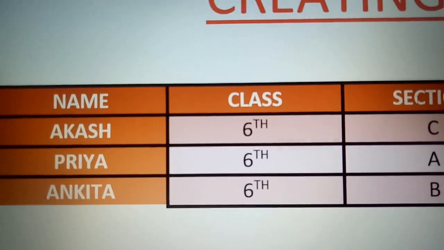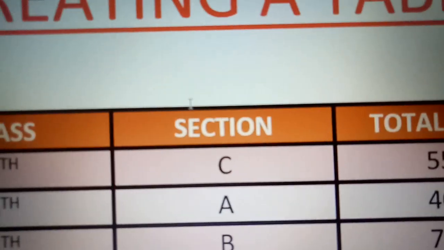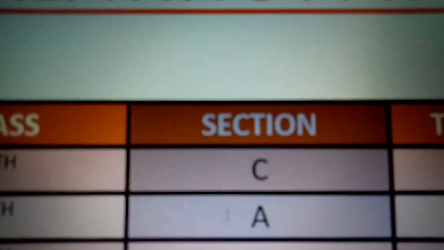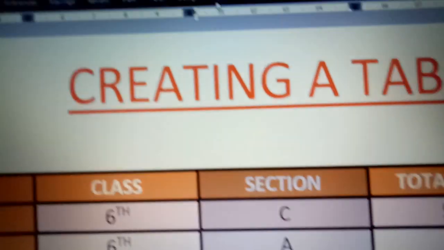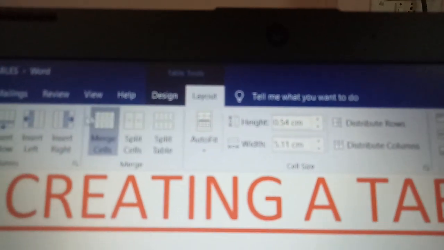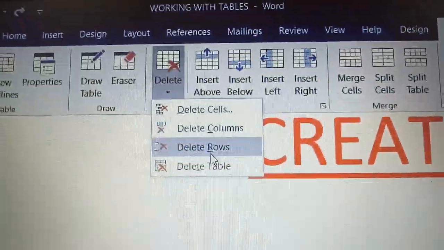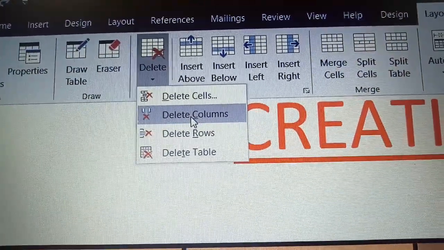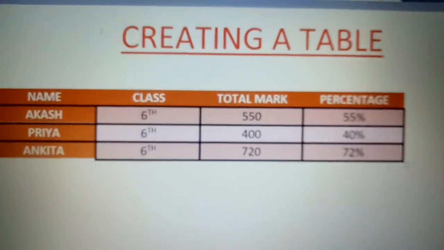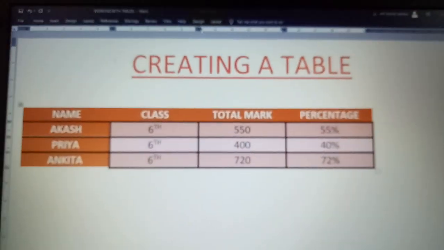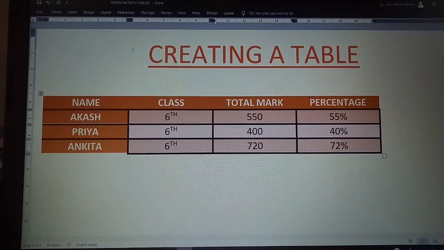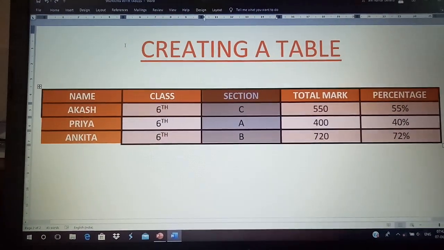And then let us say I want to delete a particular column. Let us say I do not want this section. So I select it, then Table Tools, Layout, Delete Columns. It is deleted. And if you want it back, use Ctrl Z, and it comes back.